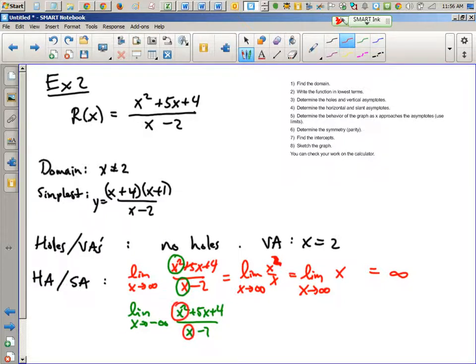Okay, so let's do the other direction. So that would mean going way out to the left. The limit as x goes to negative infinity of x squared plus 5x plus 4 over x minus 2. Now our ocean terms are still these two. So we just end up with the limit as x goes to negative infinity of x again, which goes to negative infinity. So I guess we didn't really get an HA. Oh well, that's okay. No HA.